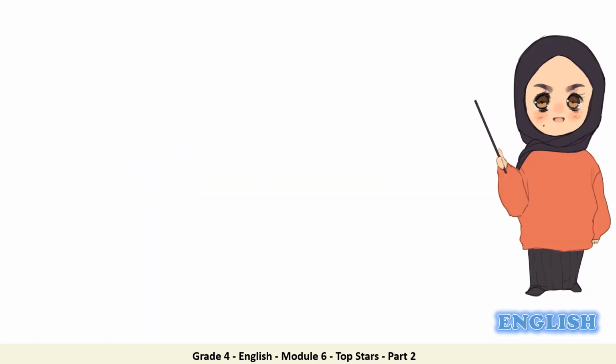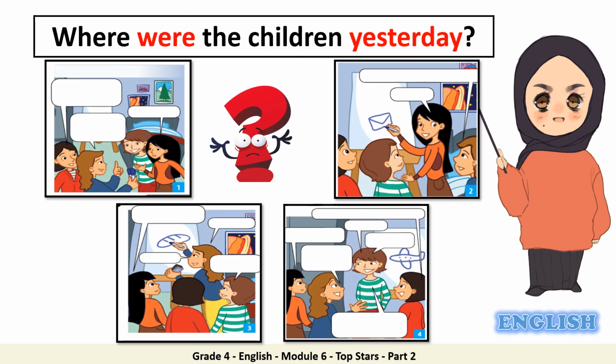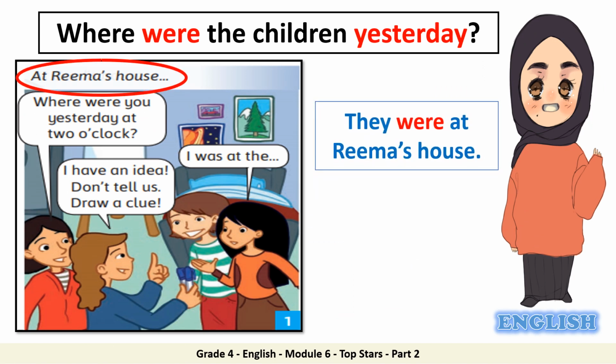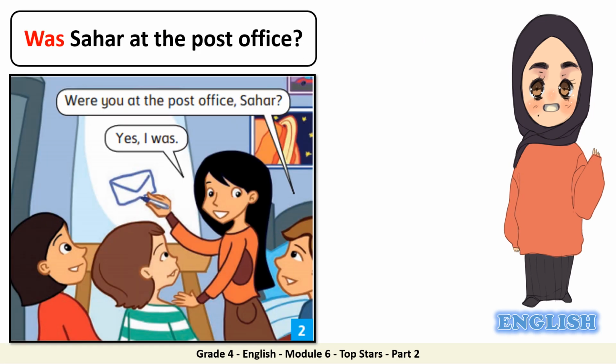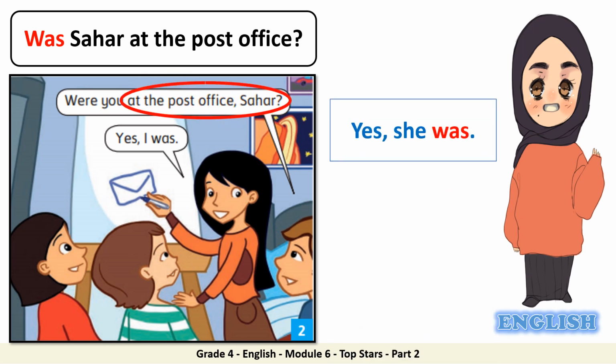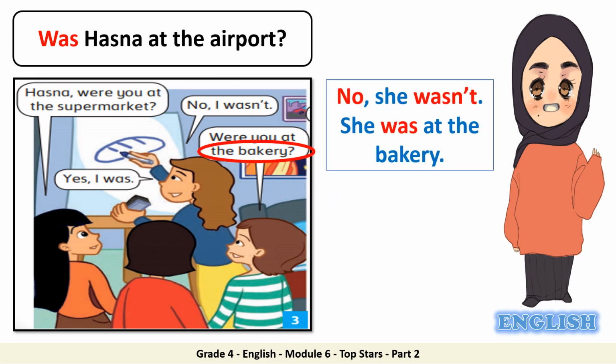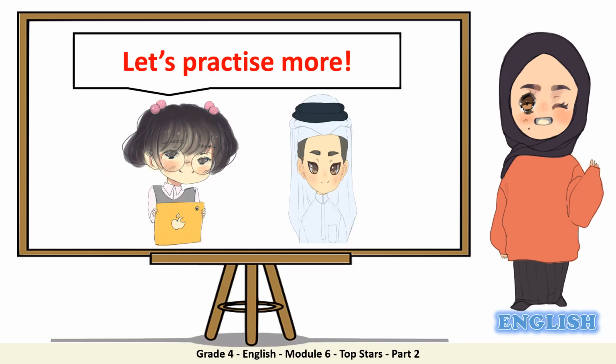Welcome back. Can you answer this question? Where were the children yesterday? Great job! They were at Rima's house. Another question. Was Sahar at the post office? Well done! Yes, she was. Let's continue. Was Hasna at the airport? Well done! No, she wasn't. She was at the bakery. Let's practice more.